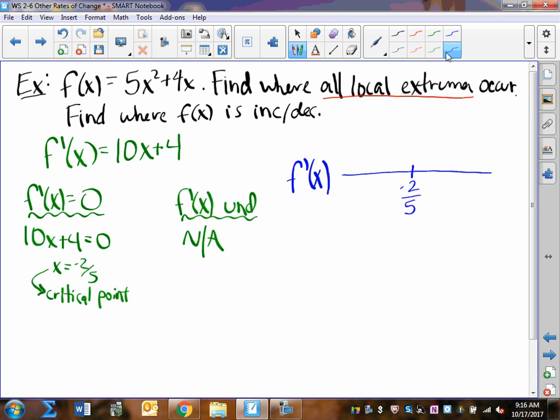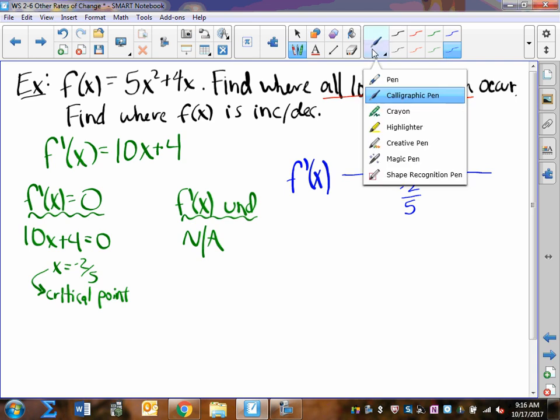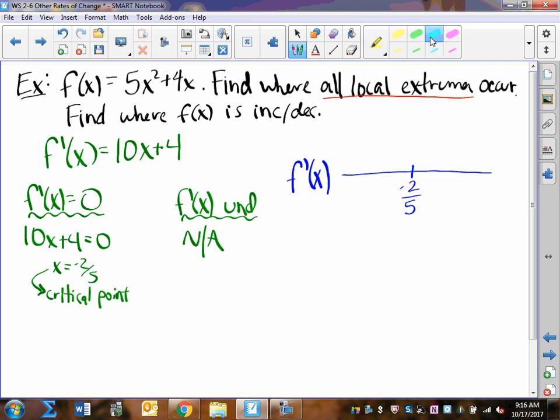And it is extremely important that you label your number line. Make sure you label that number line. We need to know what it is that you're checking. Are you checking with your derivative, or are you checking with your second derivative, your original function? So you must label that number line.